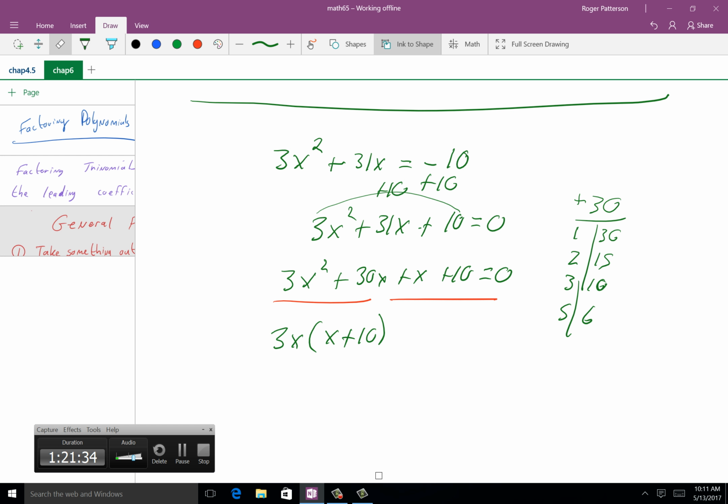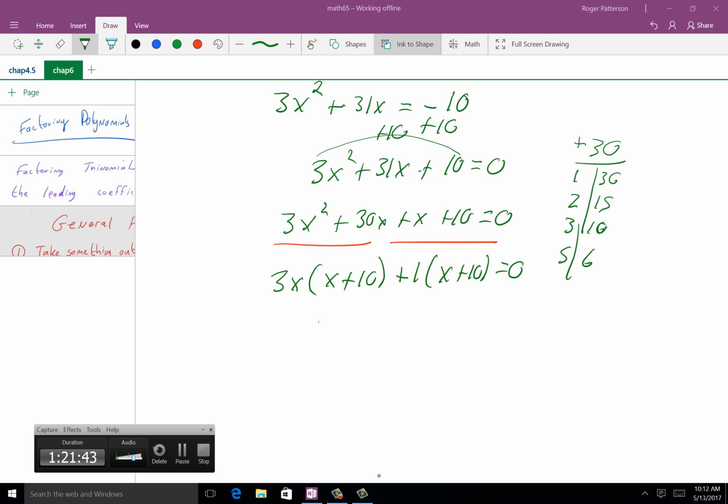Okay. Good deal. So that is all of chapter 6 right there. The solving ones are the last things we do in that. So, let's see.